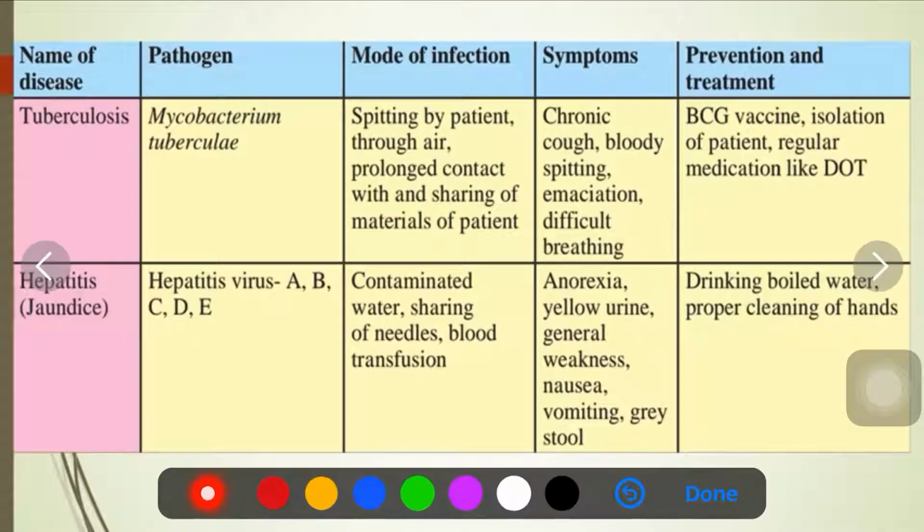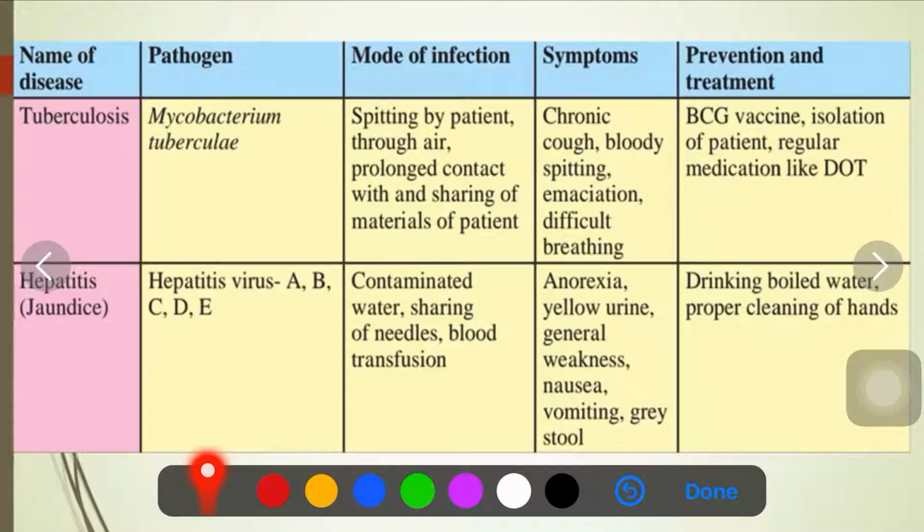Now let us see some of the infectious diseases, their name, pathogen, mode of infection, symptoms, and prevention and treatment. The first disease is tuberculosis. This disease is caused by Mycobacterium tuberculosis, which is one kind of bacteria. This disease is spread through spitting by a patient, through air, prolonged, that is long contact with a patient, and sharing of materials of a patient.